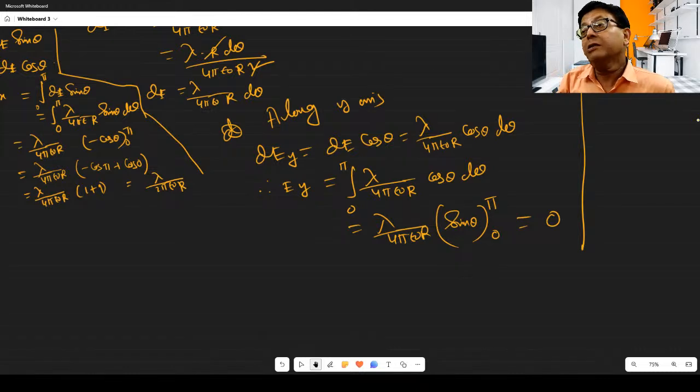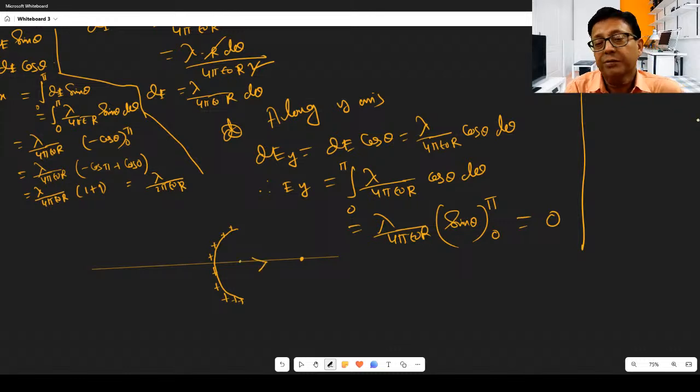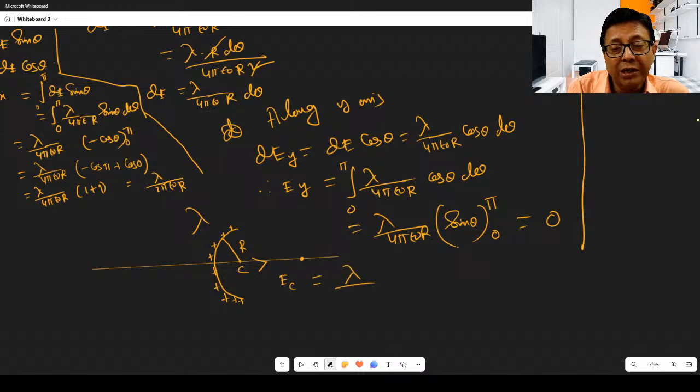So electric field is due to which component? X component, horizontally. So if there is a charged ring here, then the electric field will be directed this way. If it is lambda, and radius r, then electric field at C will be lambda by 2 pi epsilon 0 r.